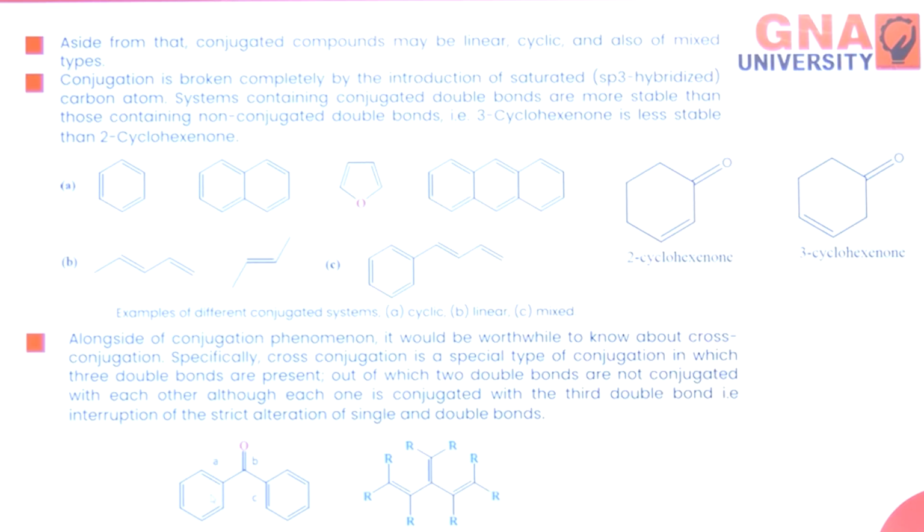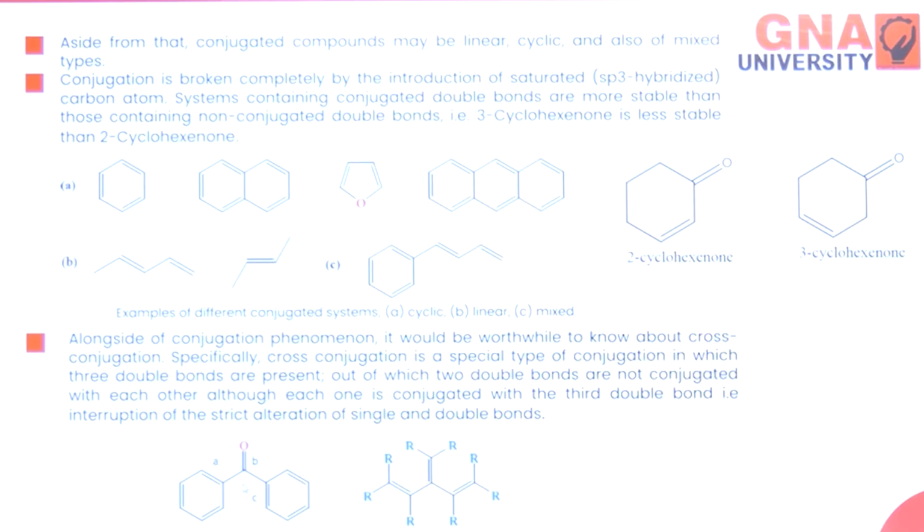In the very first example, as we can see, A and B double bonds are in conjugation with each other. B and C also are in conjugation with each other, but if we discuss A and C, they are not in conjugation with each other. So such systems are known as cross conjugated systems, and the phenomenon is known as cross conjugation.